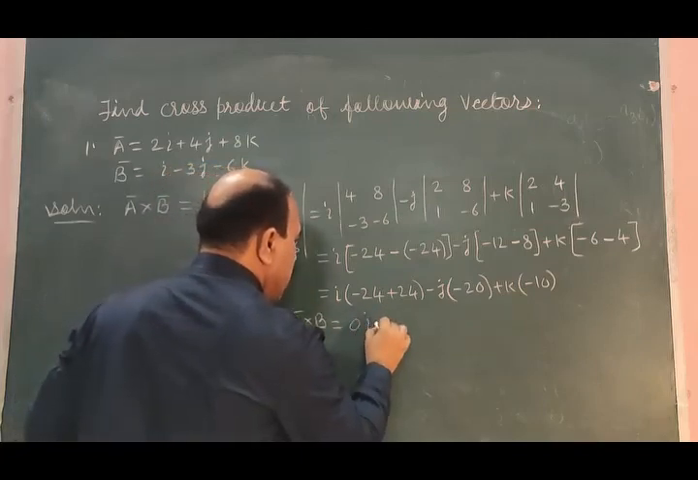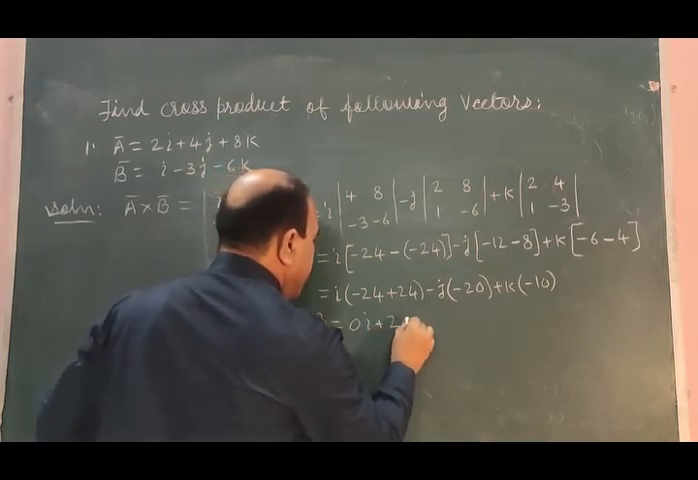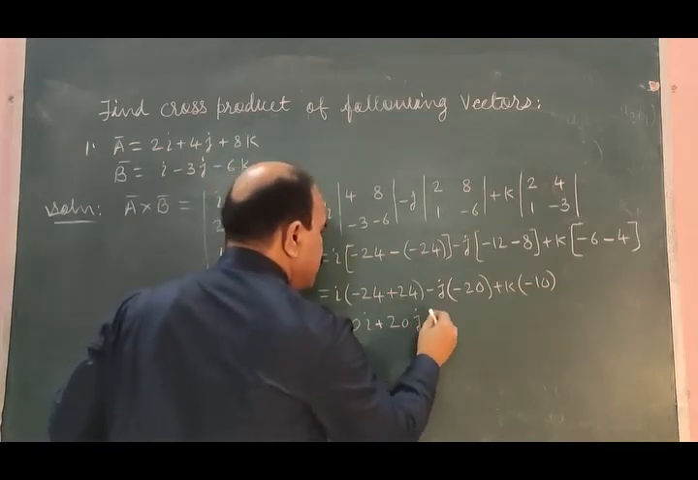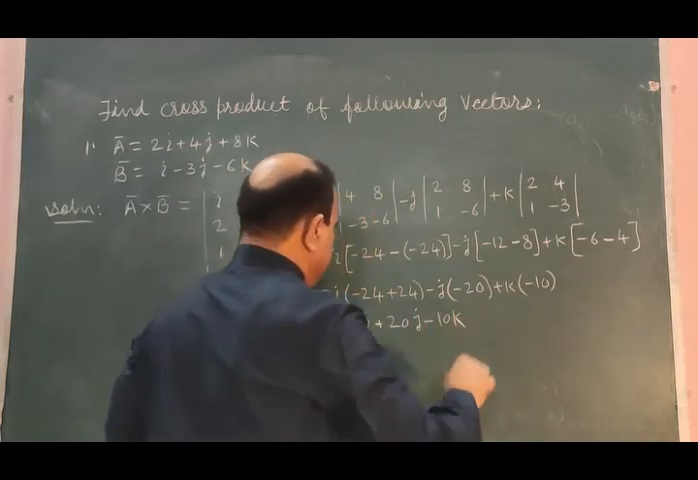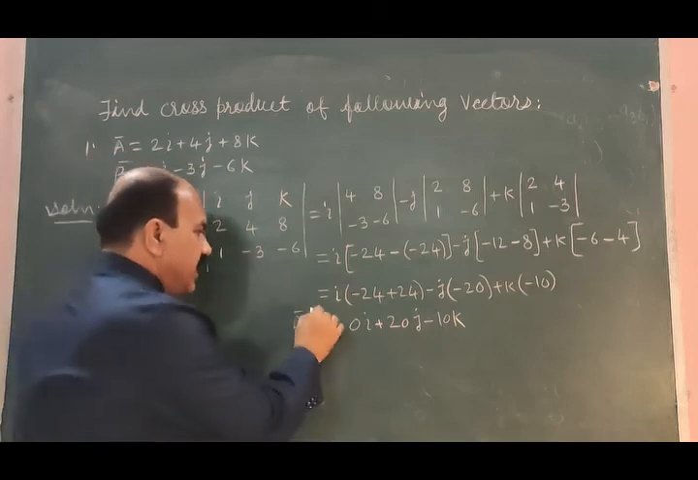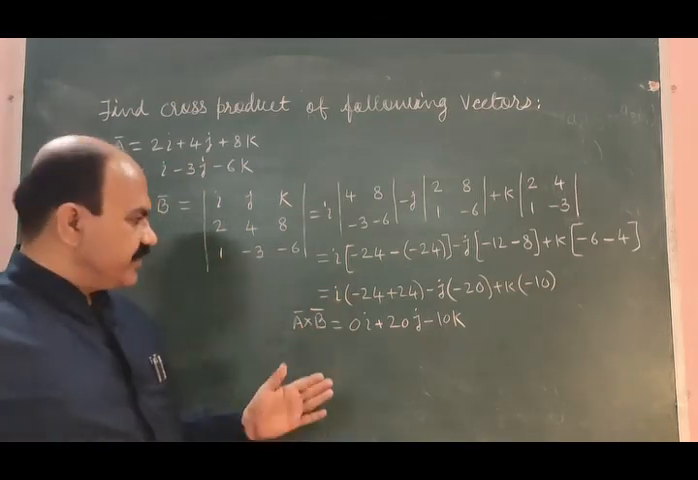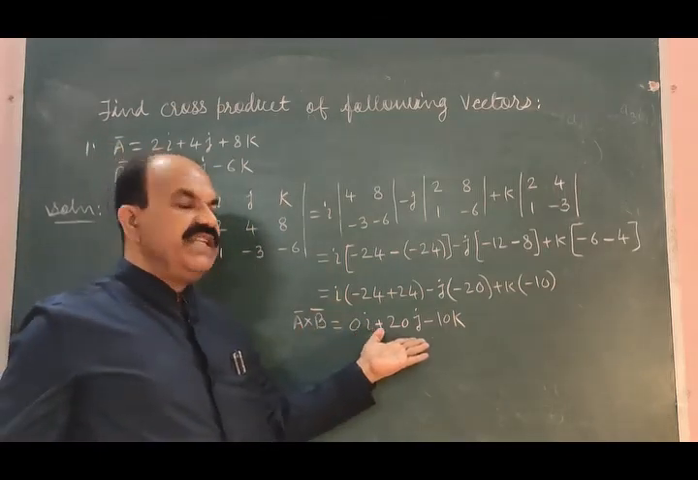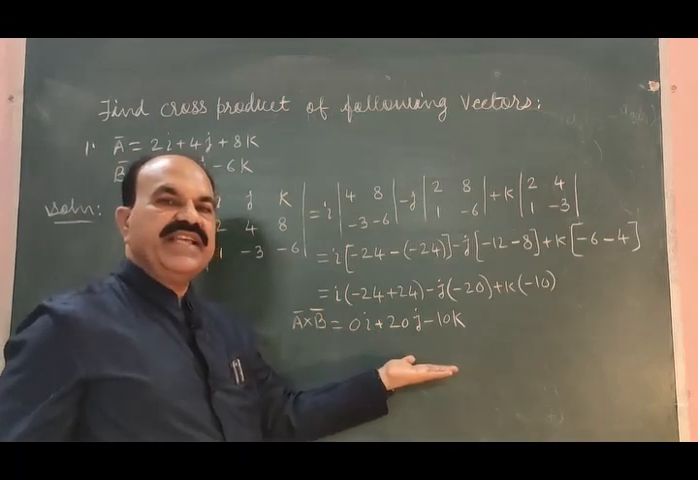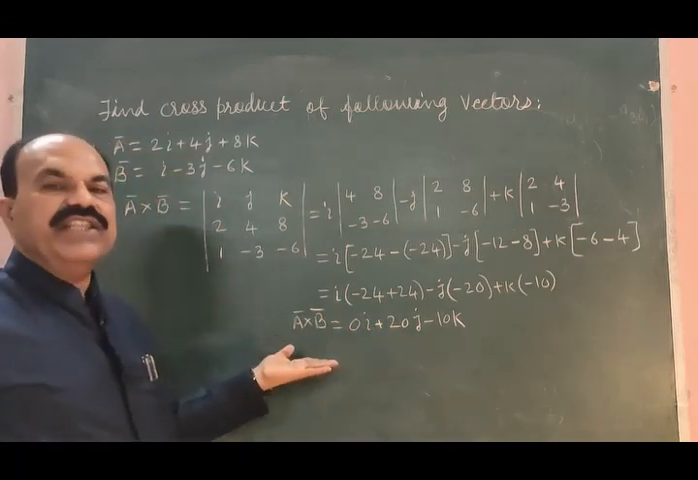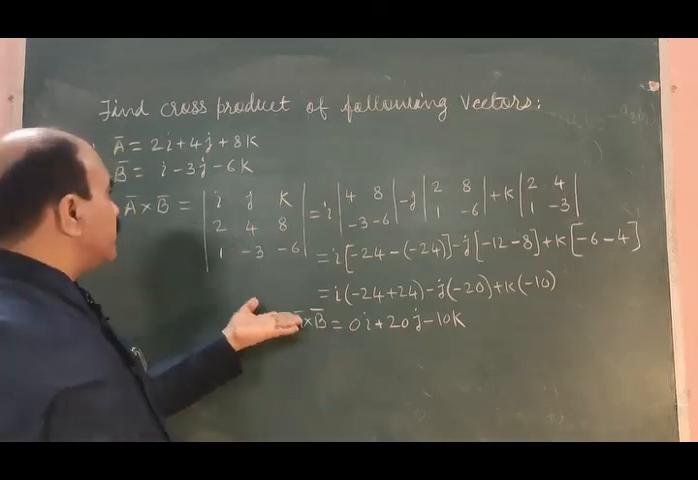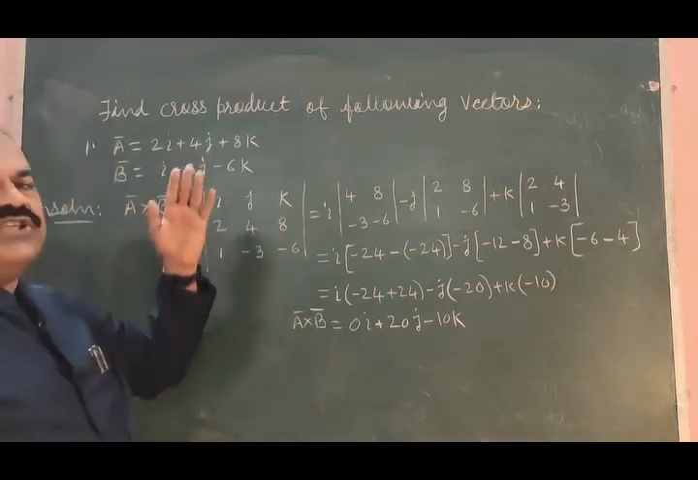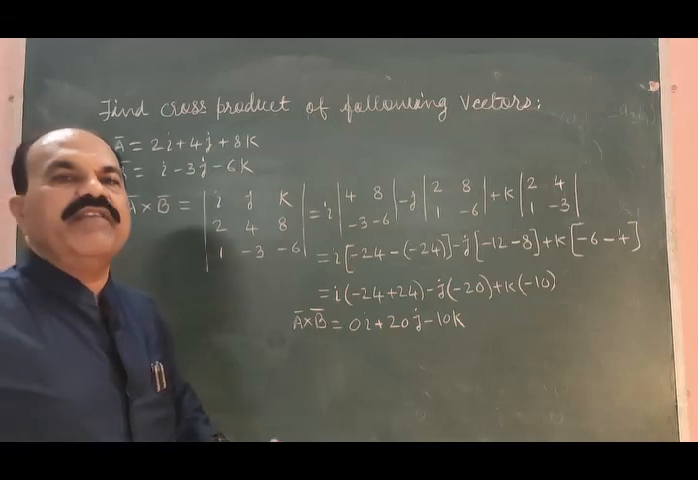And the answer is A cross B is equal to 0i plus 20j minus 10k. Okay, so 0i plus 20j minus 10k, this is the cross product or vector product of these two given vectors.